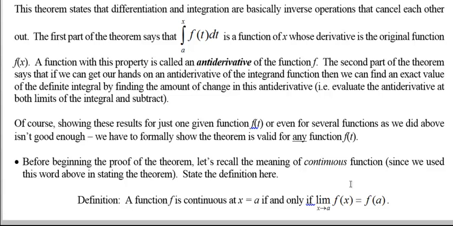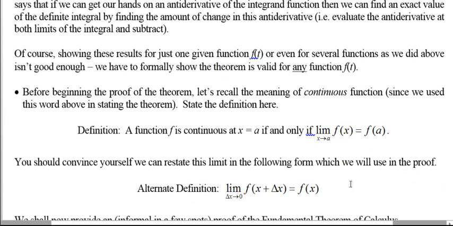And so before beginning the proof, let's recall a couple of definitions. Remember, a continuous function is defined this way. A function f is continuous at x equals a if and only if the limit as x approaches a of f of x equals f of a. So the function must exist there, the limit must exist, and they must be the same.